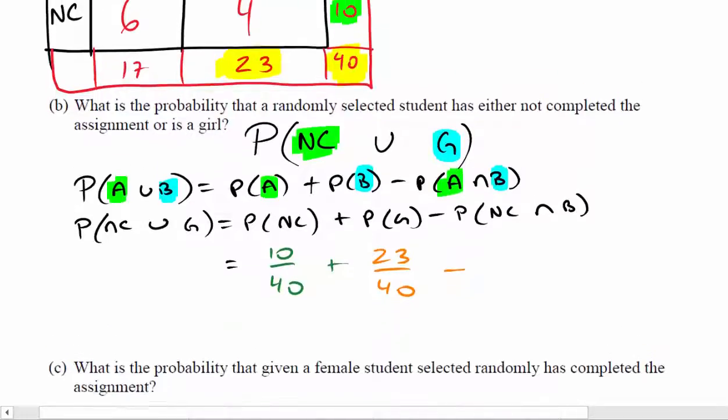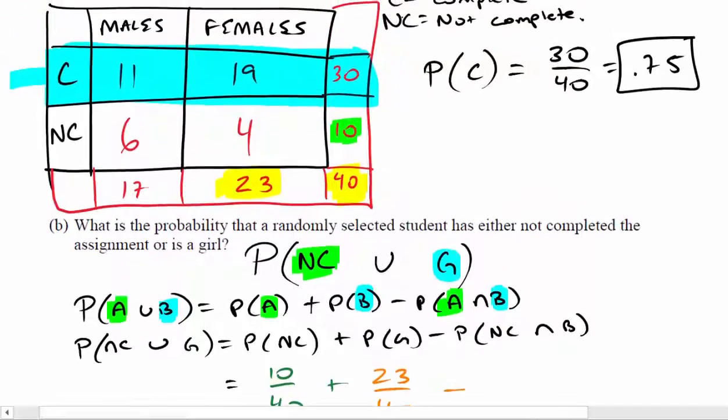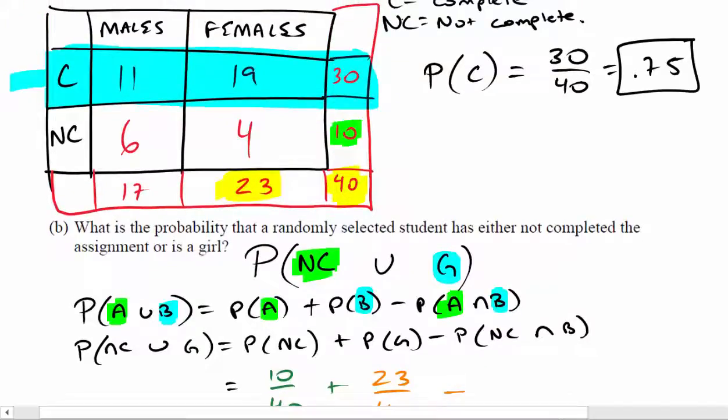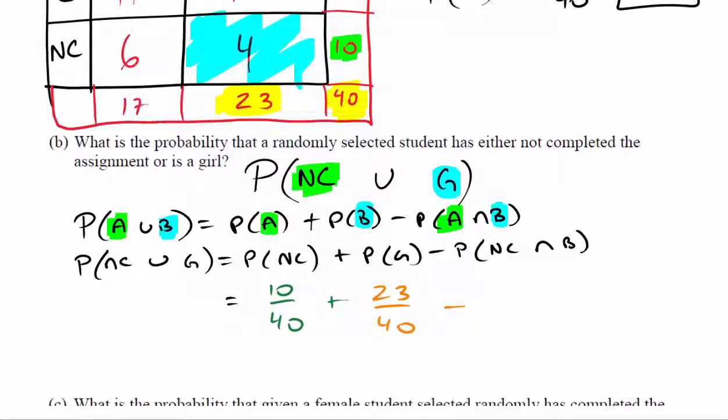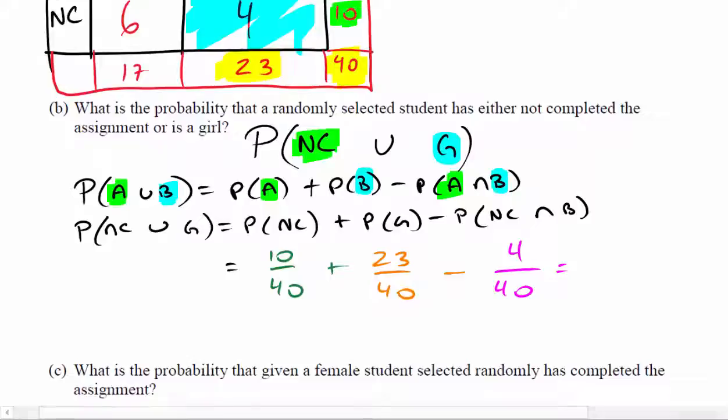But then we have to subtract the intersection, because what happened was we considered the students that did not complete the assignment, some of those students were females. And then when we considered all the females, some of those were the ones that did not complete the assignment. So actually we counted those students twice. So in order to avoid that, we actually have to subtract the ones we counted twice, which is 4. So, finally, minus 4 over 40. With a little bit of arithmetic, 10 plus 23 is 33, minus 4 is 29 out of 40. There you go.